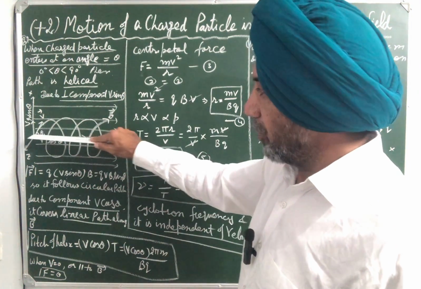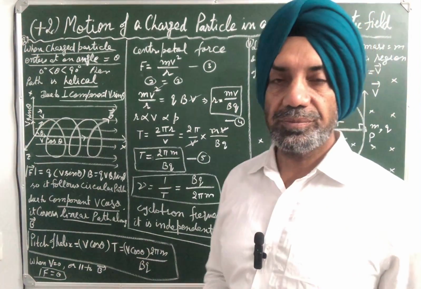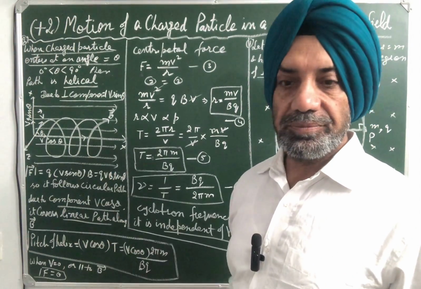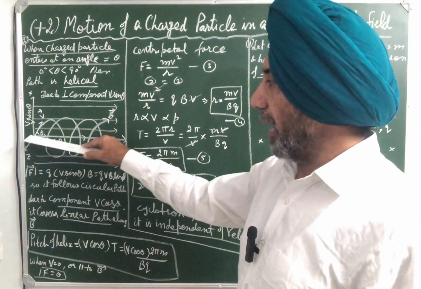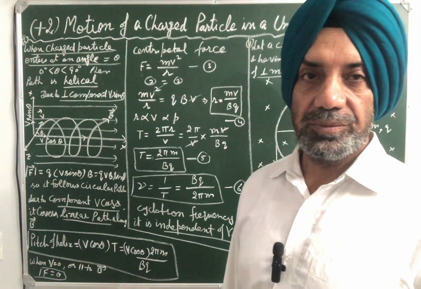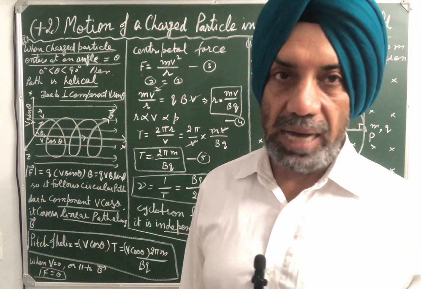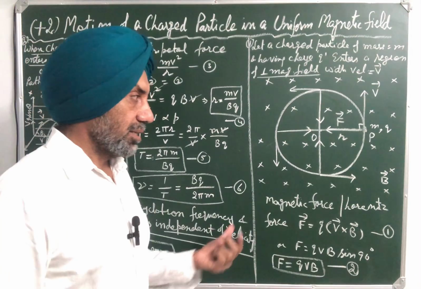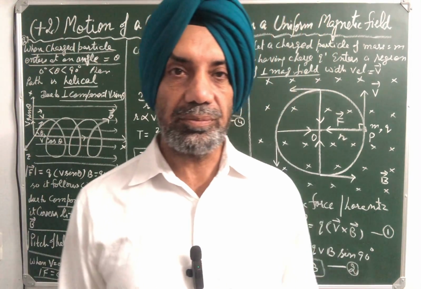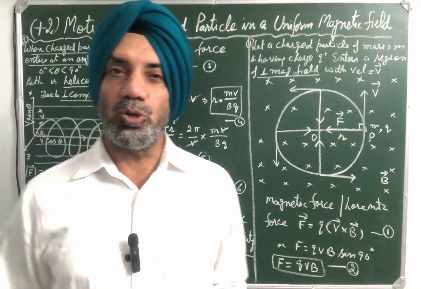So this helix, or helical path you can say, has its axis along the direction of magnetic field. And when a charged particle is at rest or moving parallel or anti-parallel to the magnetic field, there is no magnetic force. So it will experience magnetic force and follow some path only when it enters the magnetic field at some angle greater than 0. So this is all about the behavior of a charged particle in a uniform magnetic field.